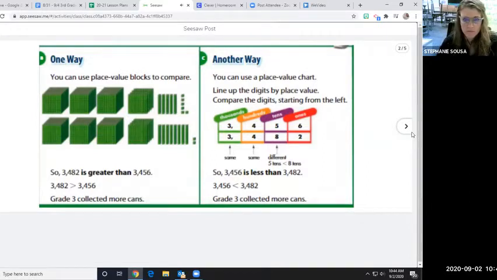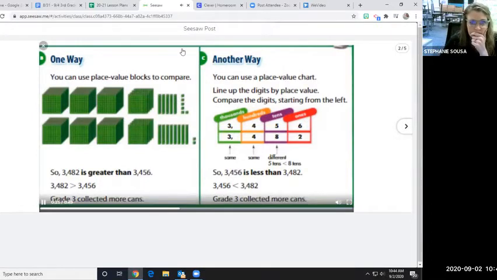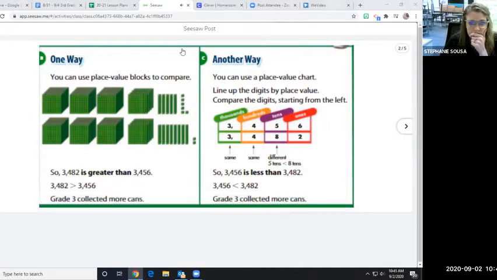Another way we talked about comparing the two numbers was using a place value chart, where we put both numbers into the chart according to the digit in each of the numbers' place value positions. And then we would start with the largest place value position to compare. We're going to do some practice activities using these methods.